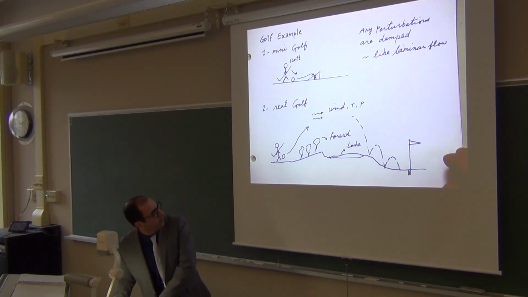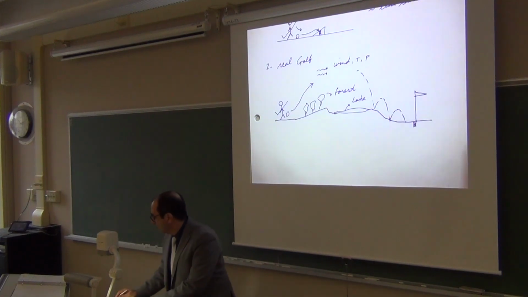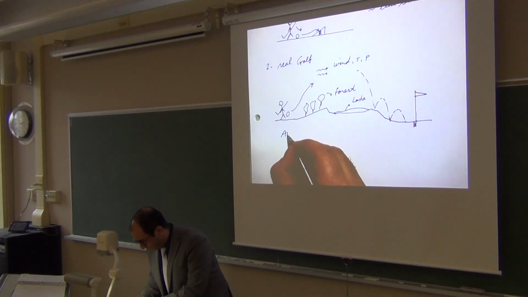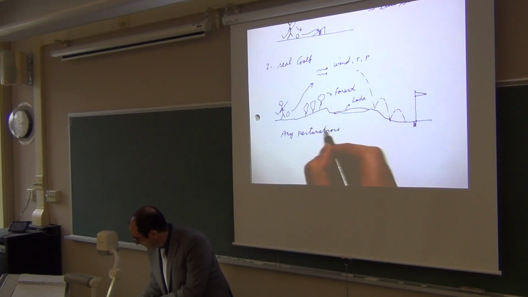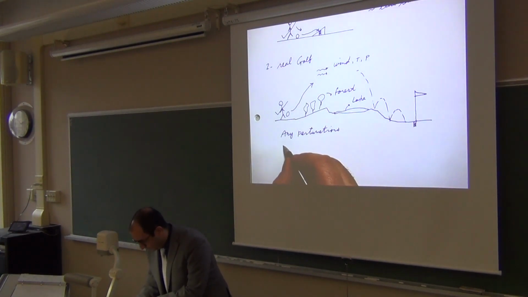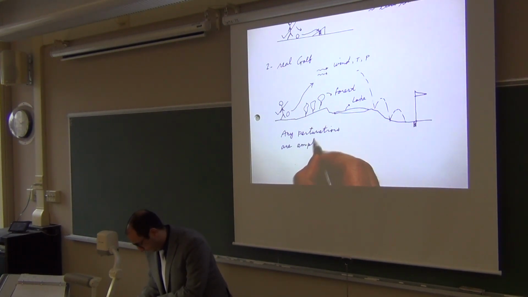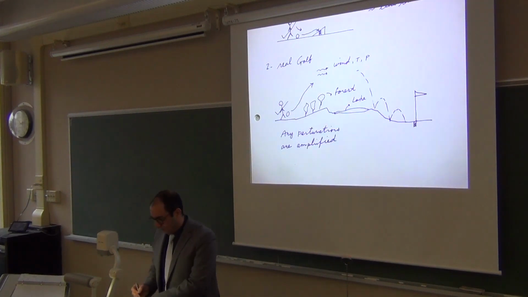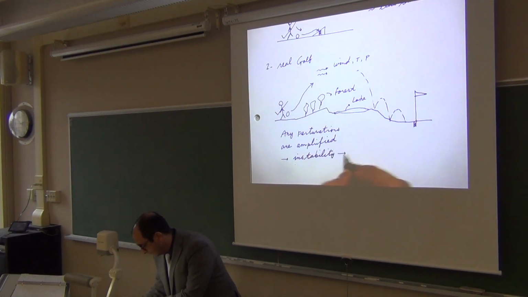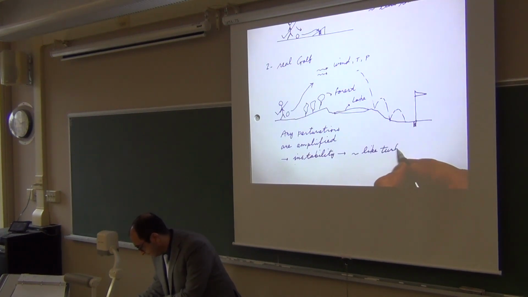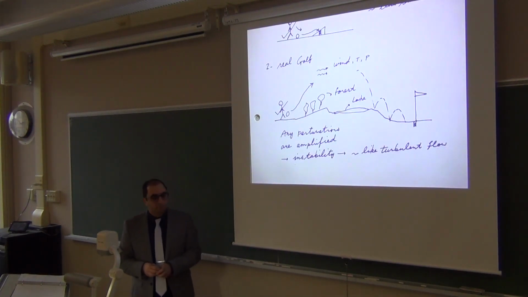So in this example, we could say any perturbations are amplified. This results in instability, which is like turbulent flow. Okay.